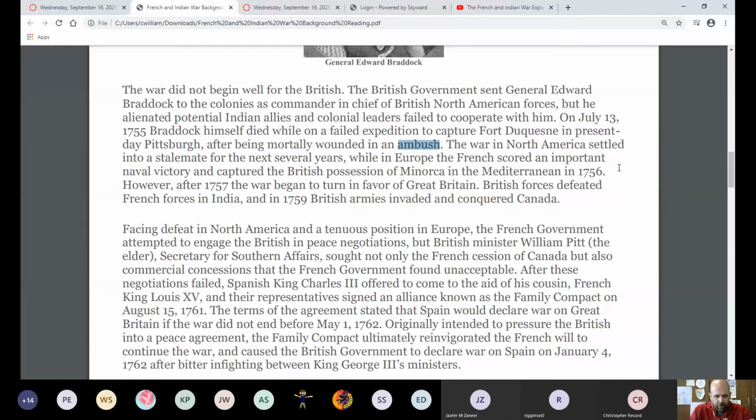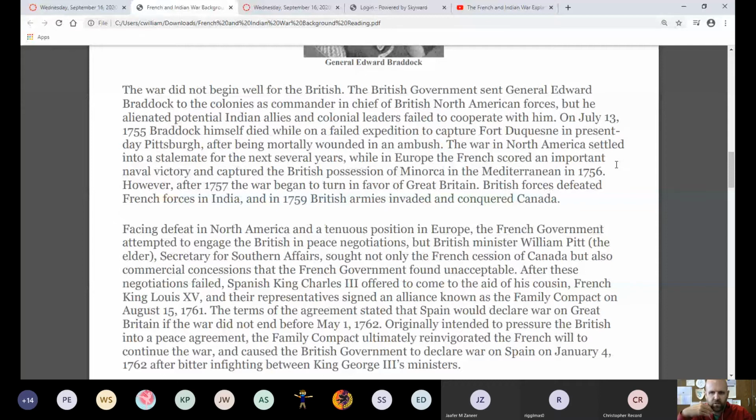It's totally different in North America because it's a much more densely forested wilderness. And it's one of the things that Britain does not learn from this war, and what they're not going to learn during the American Revolution, is that their fighting tactics don't really work well in North America. The war in North America settled into a stalemate for the next several years.